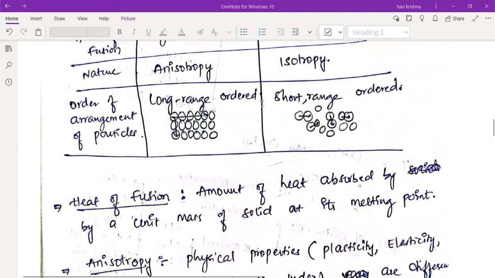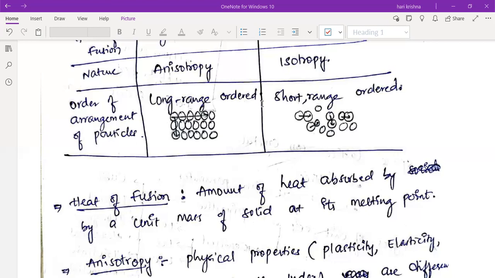So what is the meaning of anisotropy? Any one of you? The physical properties being different in different directions inside the solid is called anisotropy.